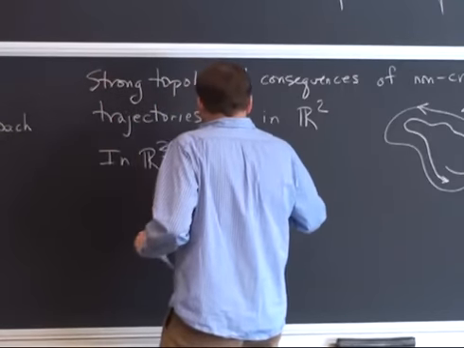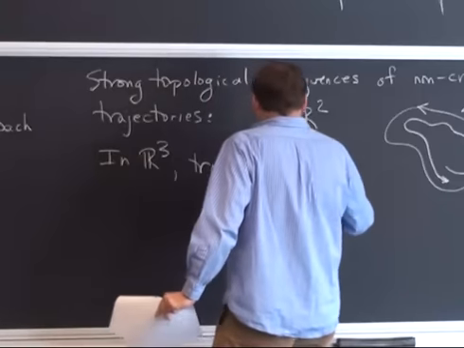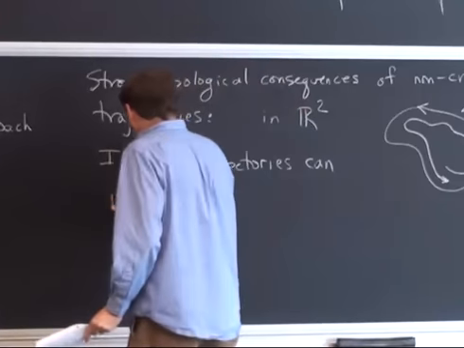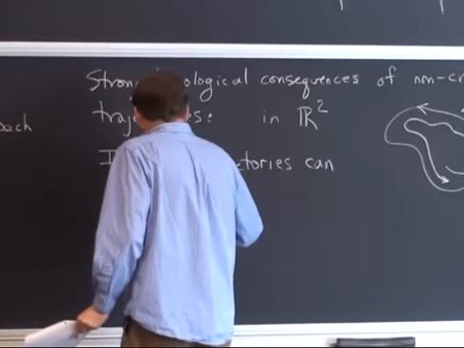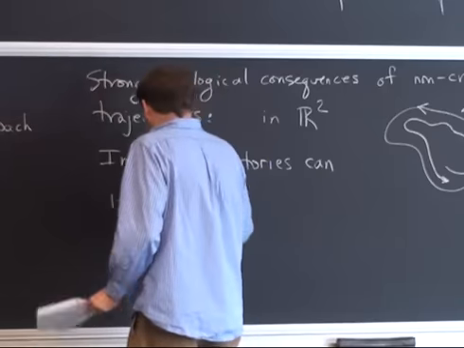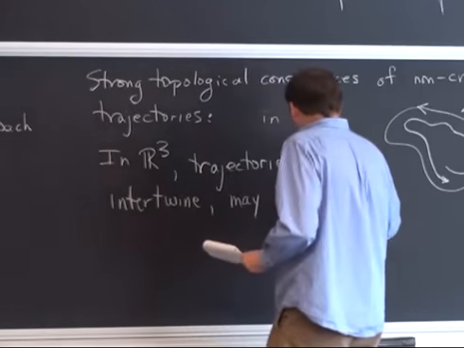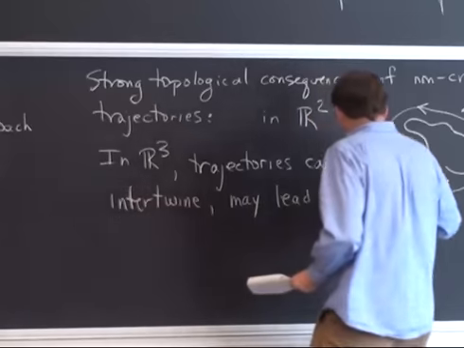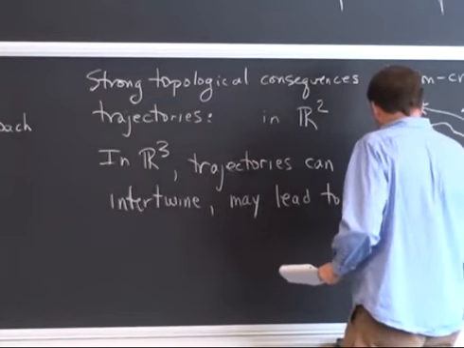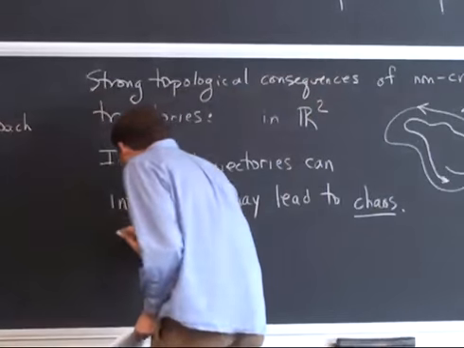trajectories can intertwine. And in some cases, this may lead to chaos. But in 2 dimensions, there is no chaos.